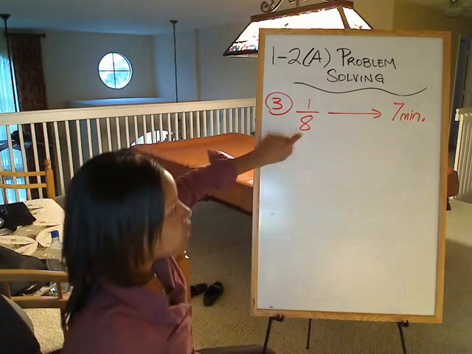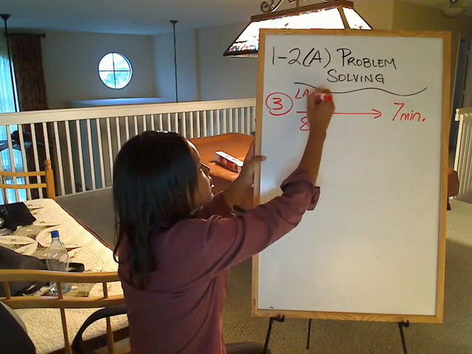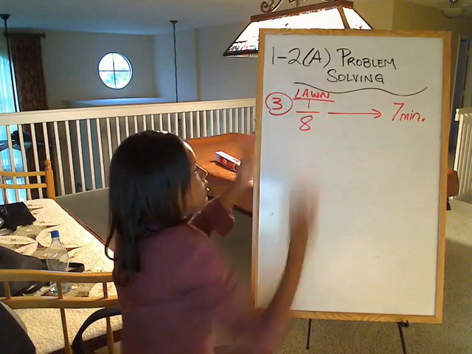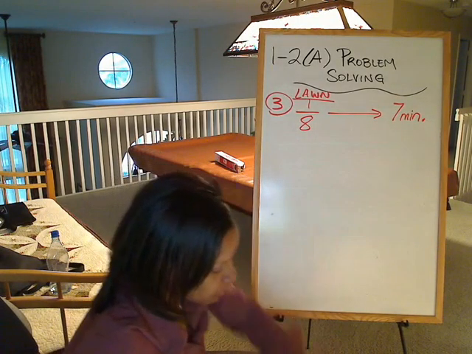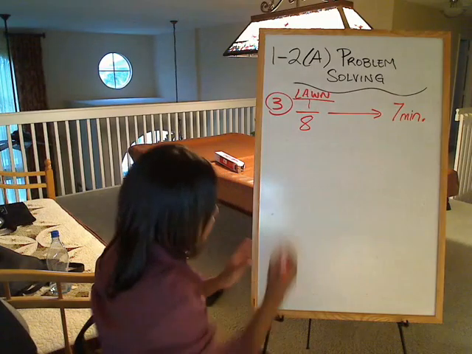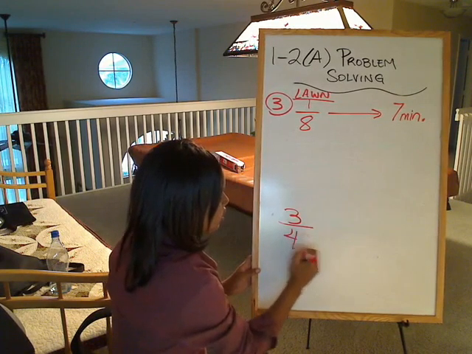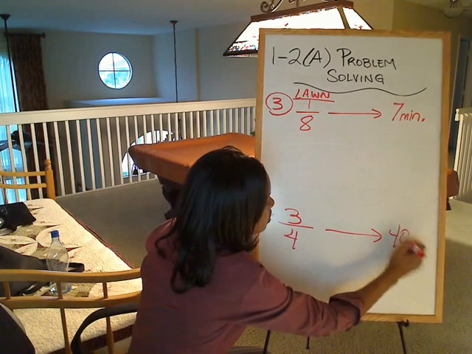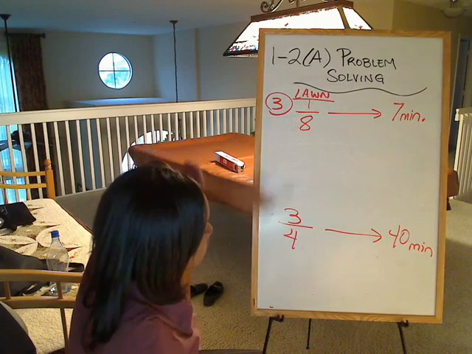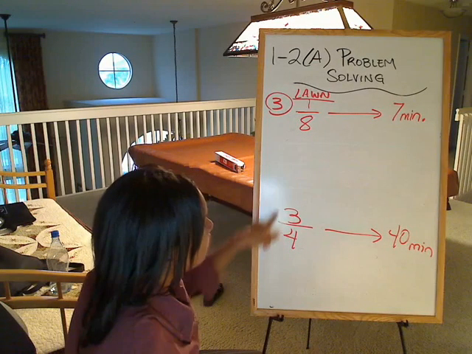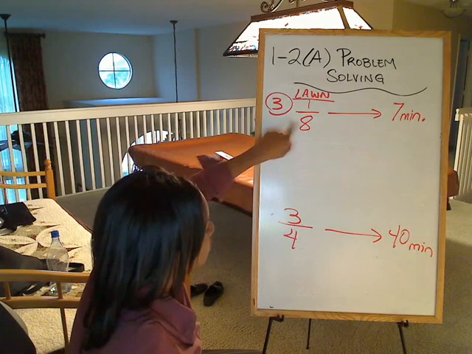7 minutes he can do 1/8 of the lawn. This side represents the lawn. He can do 1/8 of the lawn in 7 minutes, and we're trying to figure out if he can do 3/4 of the lawn in 40 minutes. So this is what we know he can do. This is where we're trying to end up. So we're going to work backwards to see if he can do it.